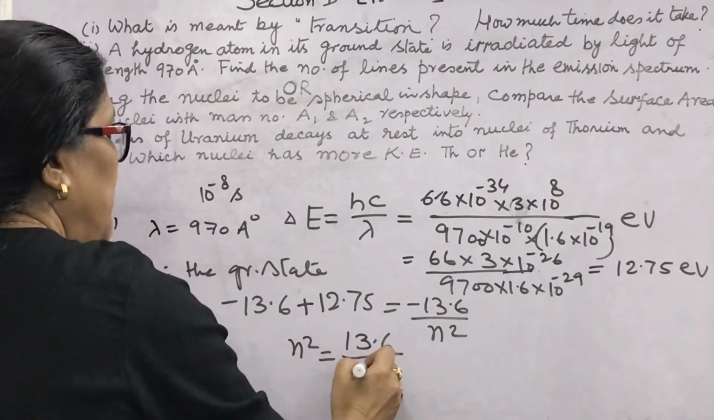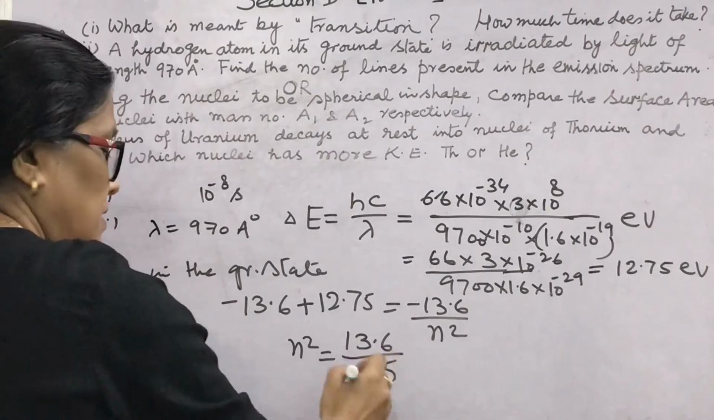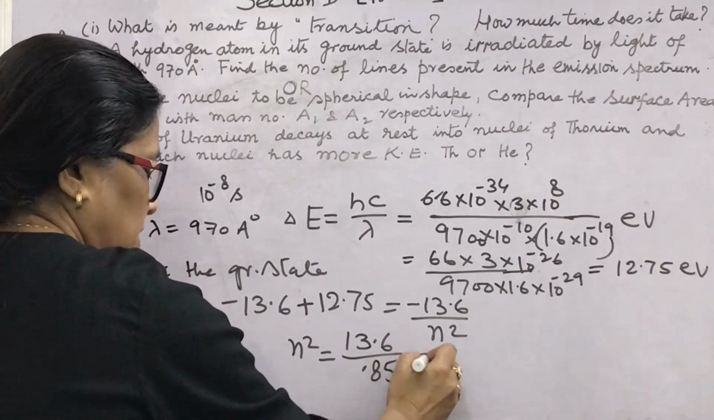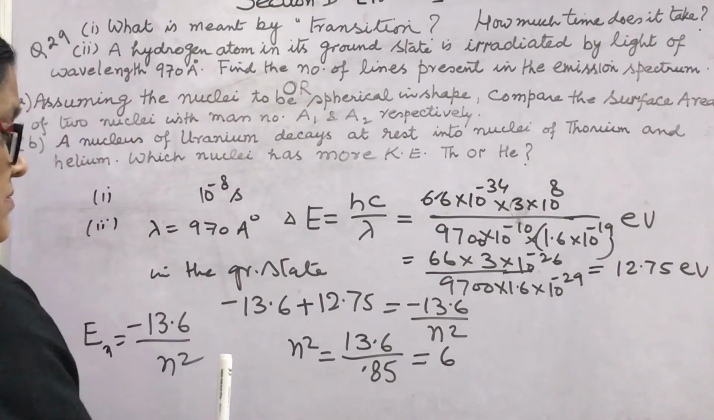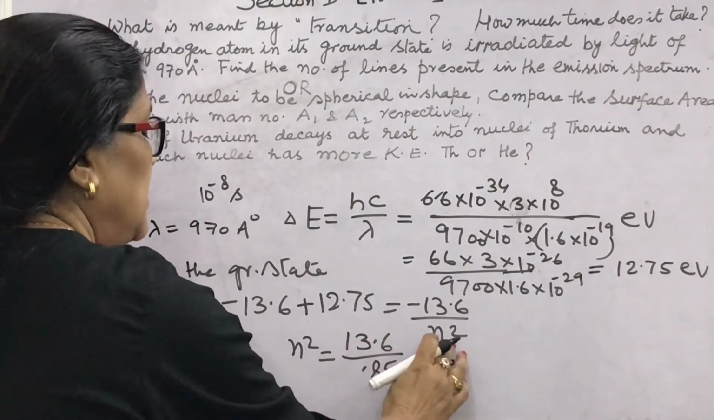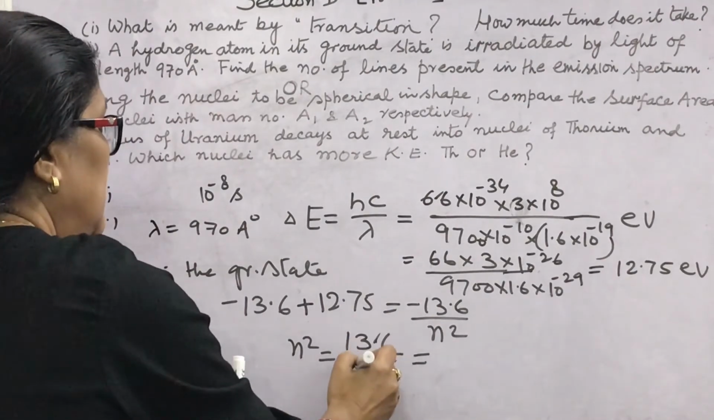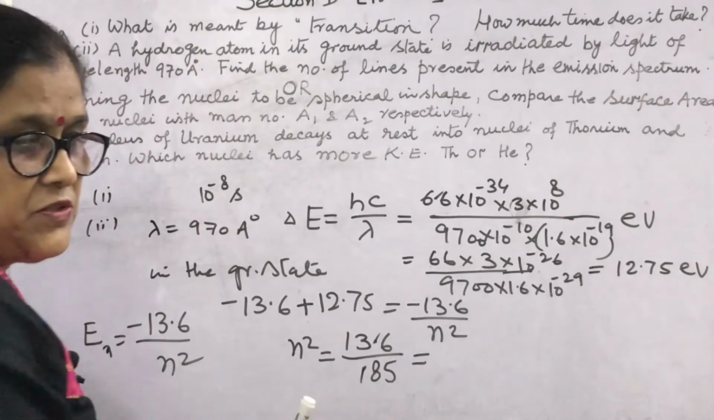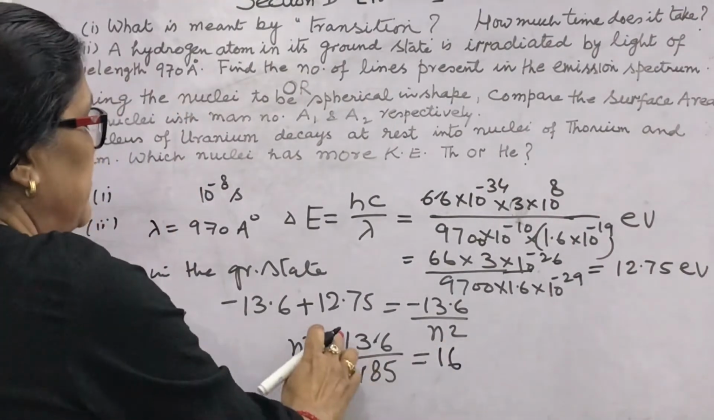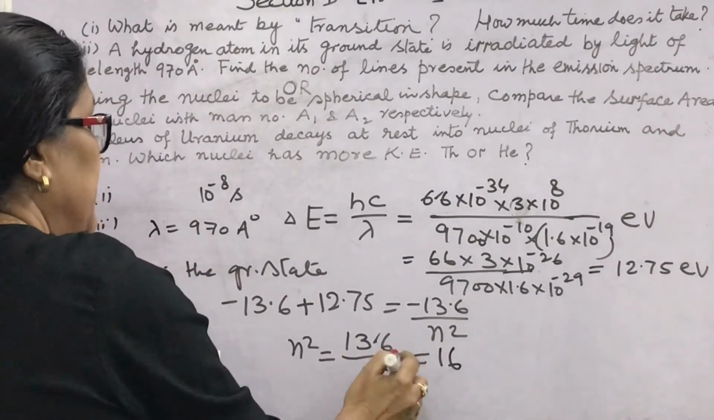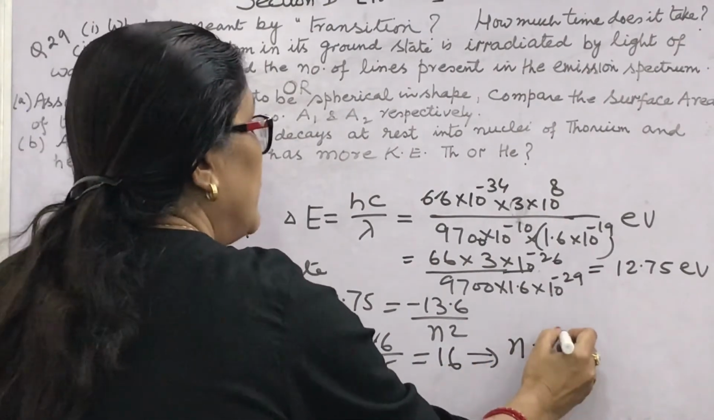Look here, you will get n square as 13.6 upon 0.85, which is 16. So this n square is 16, which corresponds to n equal to 4.